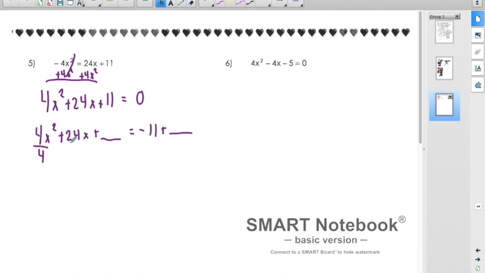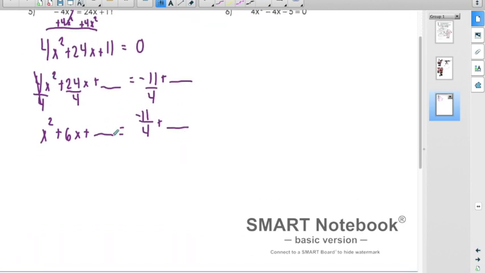I picked red, but that's okay. Divide this by 4 and divide this by 4. Right? Then I'm left with x squared, 24x divided by 4, that's going to be plus 6x, plus the blank is equal to negative 11 over 4. That's not going to simplify very nicely. Let's leave it as negative 11 over 4, plus that same blank.